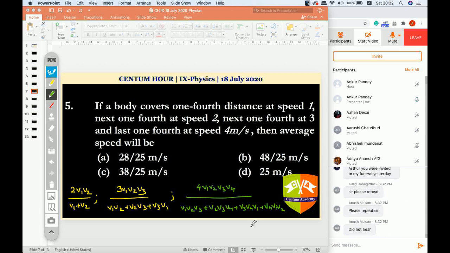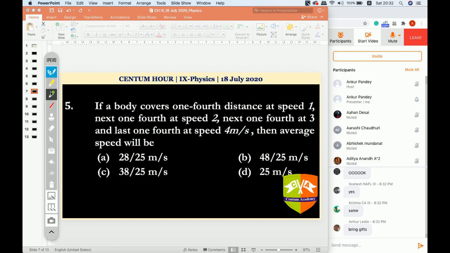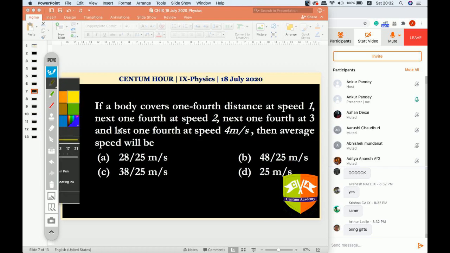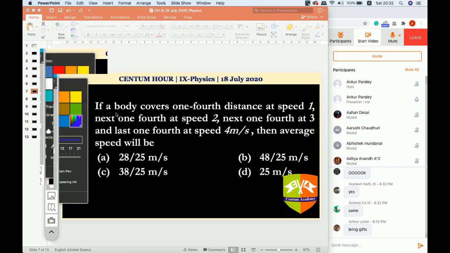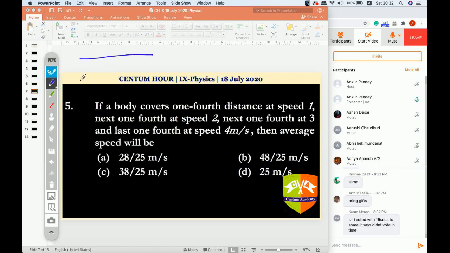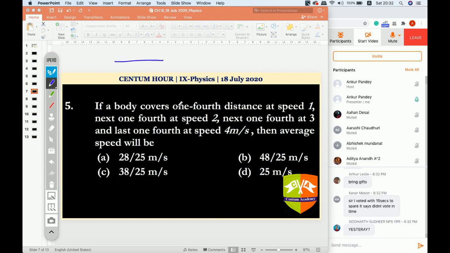Sir, I just calculated it. I didn't use the formula. Exactly. You can go like, sir, why are we investing our time in this? We can just say total distance covered is the sum of 1/4, 1/4, 1/4, 1/4, which is 1. Yes or no?